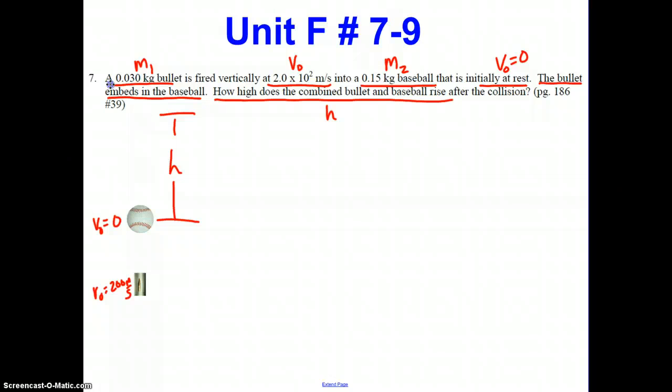Well, in order to figure out that height, we need to know how fast the bullet-baseball combo is going after the collision, regardless of our approach to figuring out how high they rise. That sounds like a conservation of momentum solution. P before equals P after. We ask ourselves, what objects, if any, have momentum before they meet or collide? The answer is only the bullet, whose momentum would be expressed by its mass times its velocity before the collision.